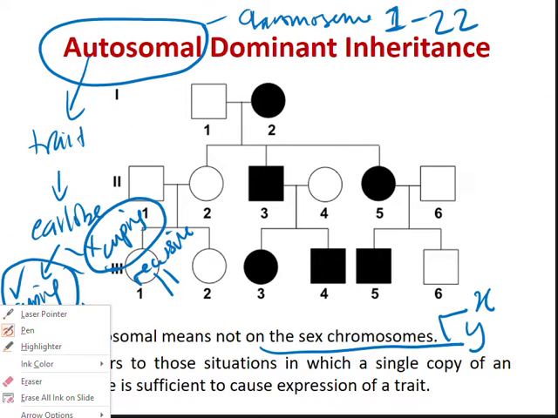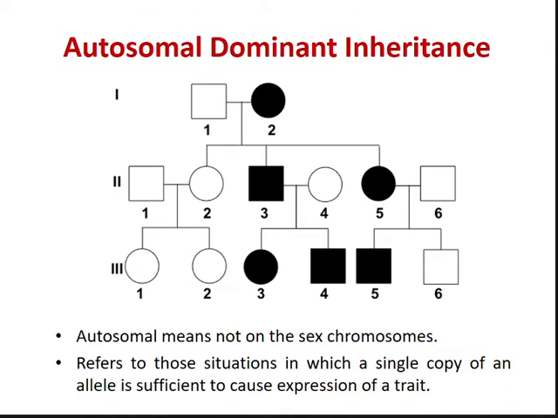Now, what characteristics can you see in the autosomal dominant pattern of inheritance? As you can see, if it's dominant, it appears in every single generation. It does not skip generations. Okay, that is the characteristic of dominant inheritance, right? Affected offspring must have an affected parent unless they possess a new mutation.